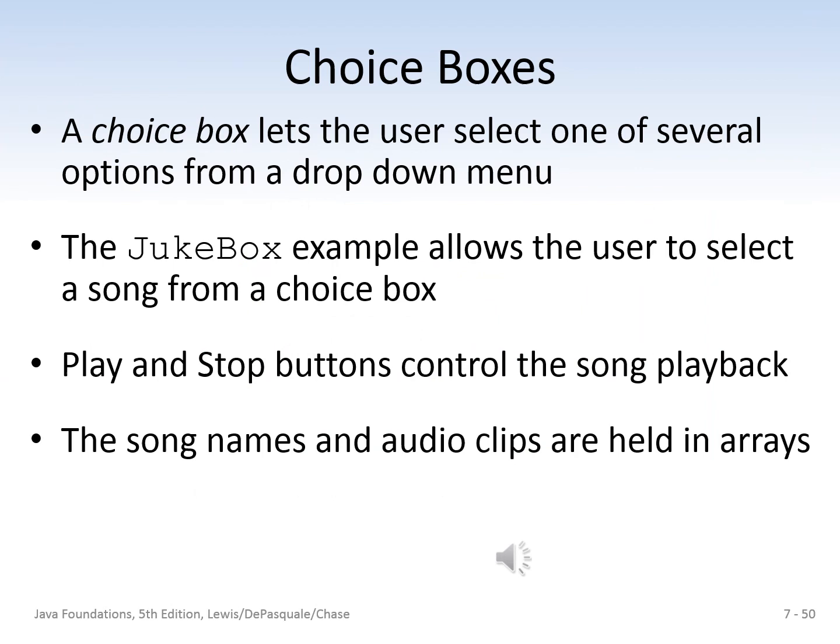We're going to wrap up this lecture on arrays by looking at a very cool application called the Jukebox. It implements a choice box that lets the user select one of several options from a drop-down menu. And in the Jukebox application, we use this to allow the user to select a song from the choice box. The play and stop buttons control the song playback, and the song names and the audio clips are held in arrays. It really is a great application.